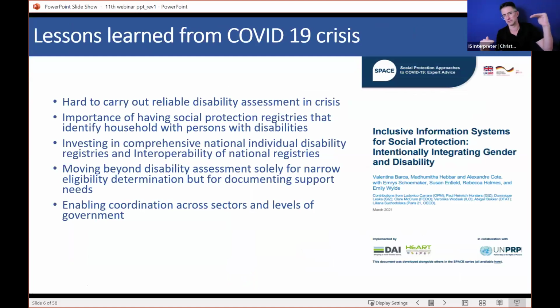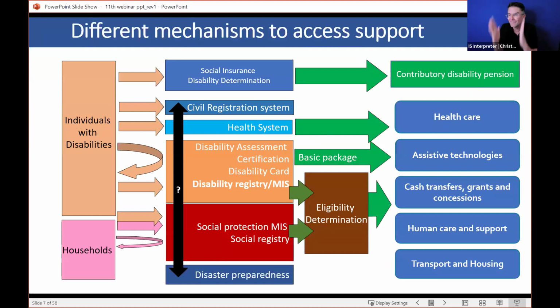One of the things that we learned from the COVID-19 crisis is the absolute importance of having inclusive social protection registries, as well as disability registries that have good coverage, because many governments were not in a position to actually reach and support persons with disability during COVID-19 because they didn't know who they are, where they are, and what they need. And there are different mechanisms. The health system has data on persons with disabilities and can identify individuals in need of certain kinds of support. Social protection management information systems and social registries can do this also. Disability registries, of course, can do that. And each has a role to play in ensuring access to the different support that persons with disability need.